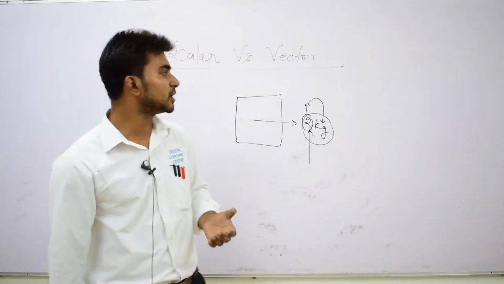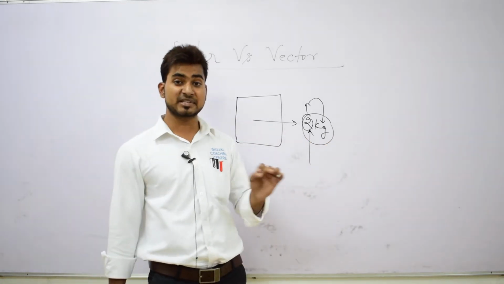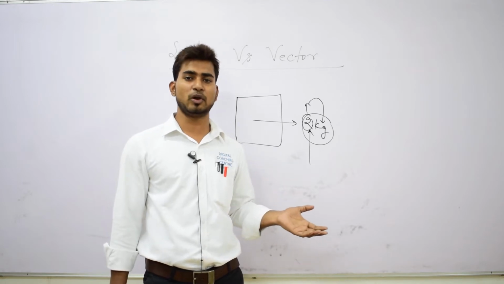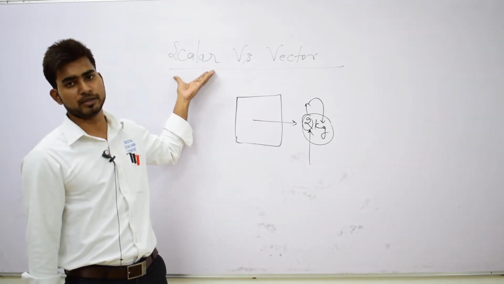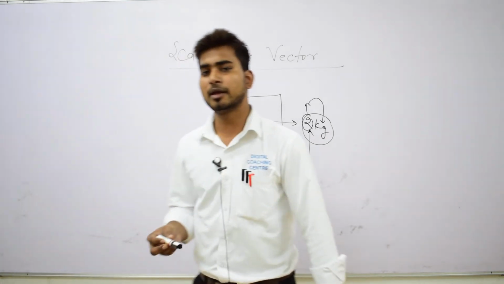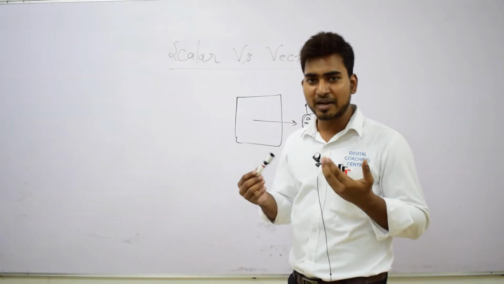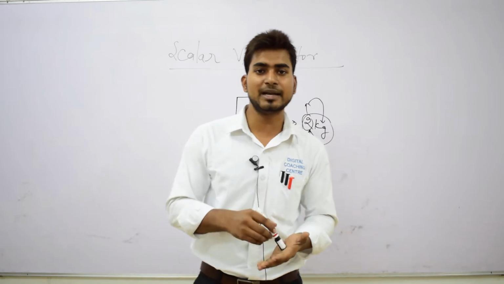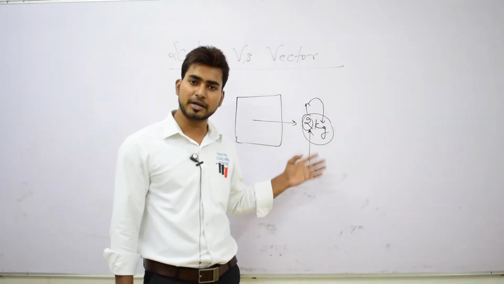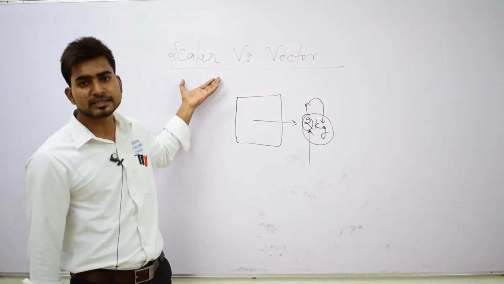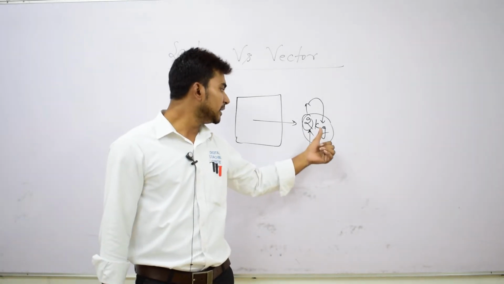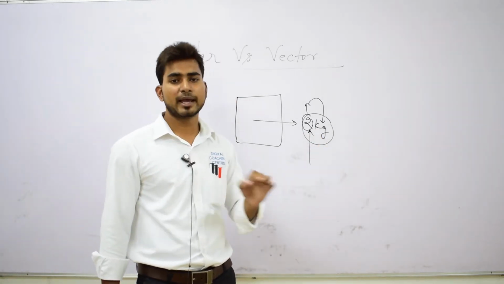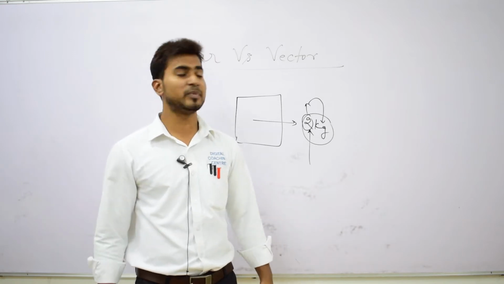So if any physical quantity is completely represented by its magnitude only, what is that called? That is called a scalar quantity. I am repeating again: if any physical quantity is completely described, completely explained with the help of its magnitude only, that is called a scalar quantity. All the scalar quantities having the same unit can be operated algebraically.